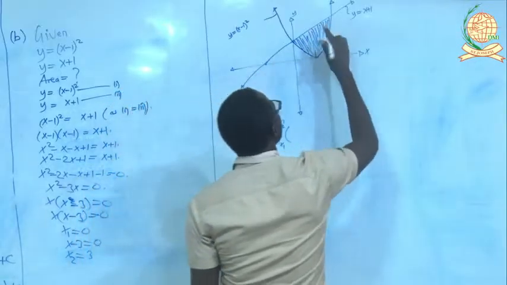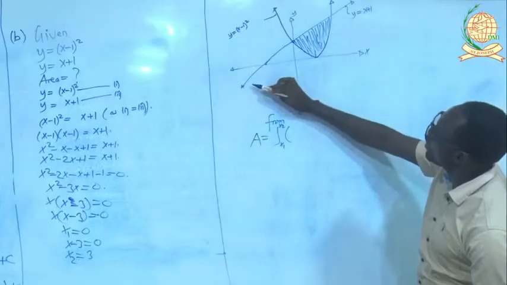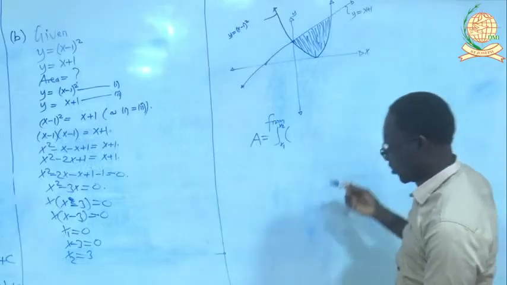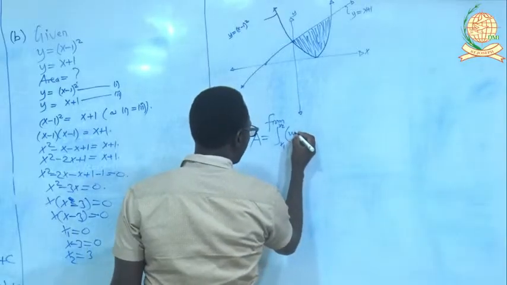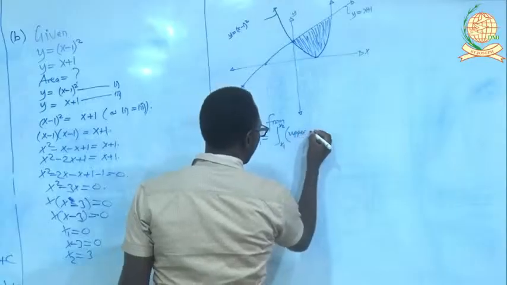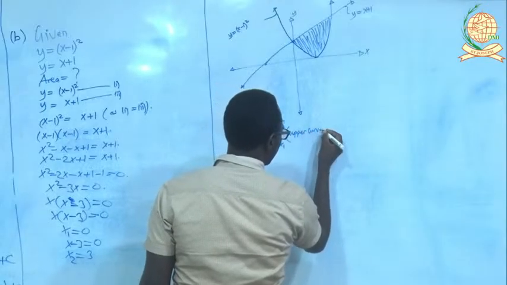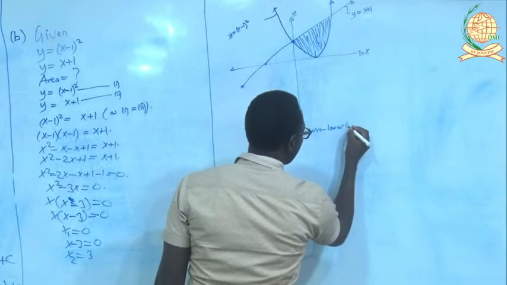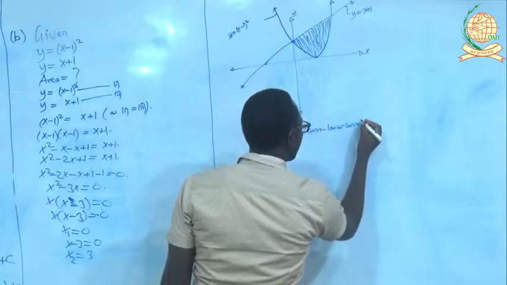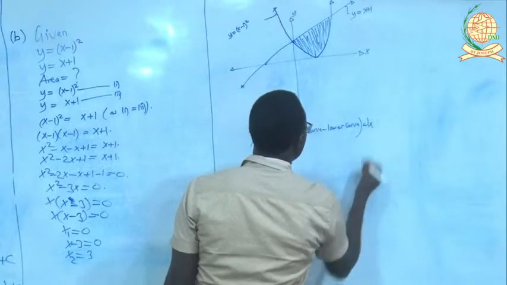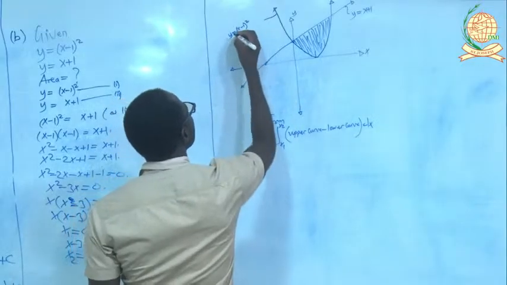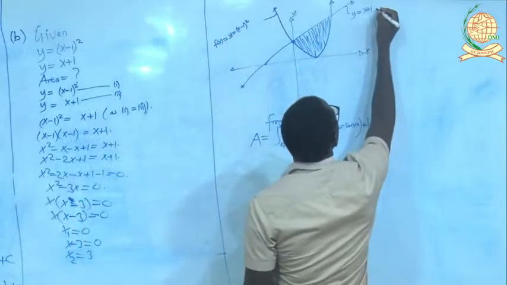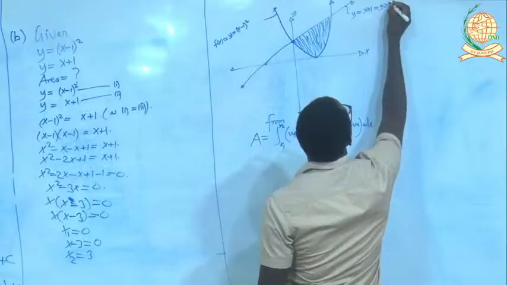So we take this one, the upper curve, the region is this one, so the upper curve is the line, and the lower curve is this one, x minus 1 squared. So the general formula is upper curve minus lower curve, then dx. Okay, assume this one equals f of x, and this one equals g of x.